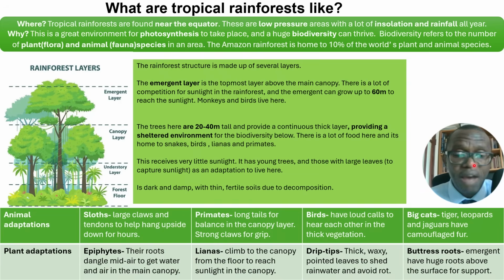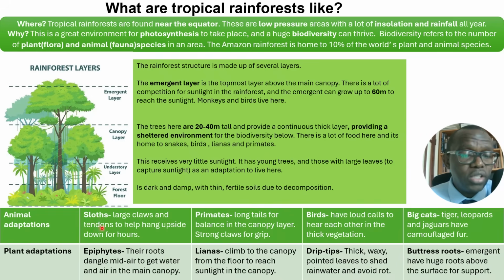Okay, so we have also a couple of animal and additional plant adaptations that I'd like us to go through. And in terms of animal adaptations, and these are likely to be short questions in the examination, about how either animals or plants have adapted to living in the rainforest. So the first animal adaptation here that we are looking at is for the sloths.